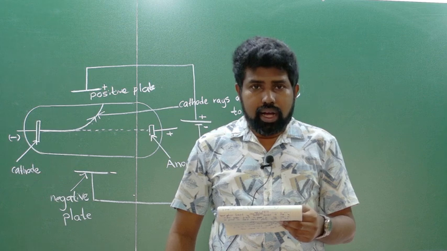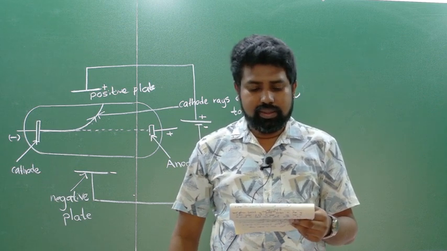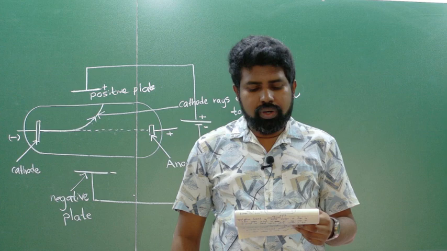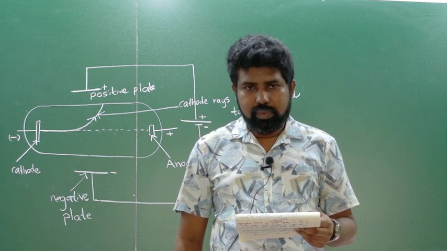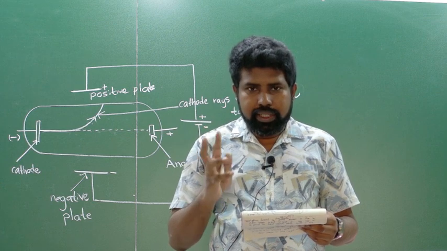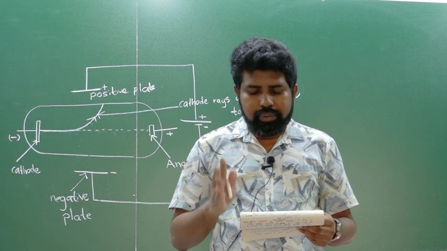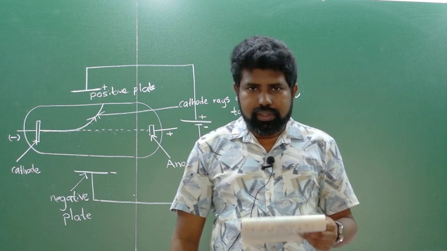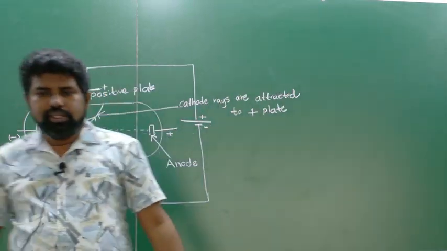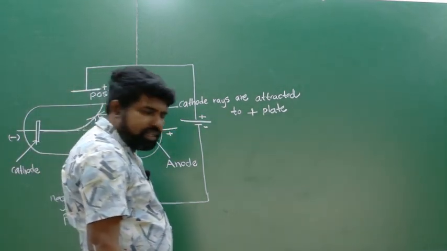Cathode rays are originated perpendicular to the cathode surface. Now let's see what is that.